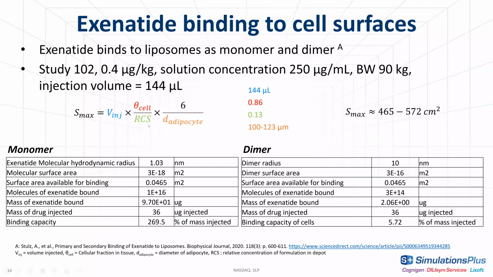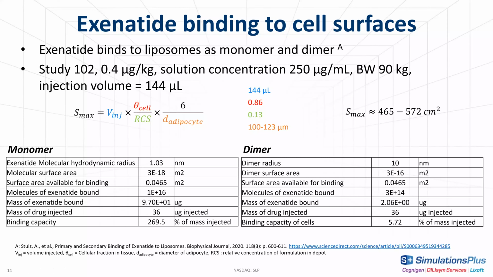The RCS is the relative concentration of the solution in the depot, because the depot will form a tree-like shape in the tissue going around the adipocytes. And phi cell is the fractional cell volume in the tissue. So that gives you quite a large surface area. And if you just compute the monomer size or the dimer size, you can actually bind from 6% to the entirety of your drug onto the cells. So there's definitely an element of potential binding, but it's not going to be 100% for sure. But there is this affinity that has been reported.